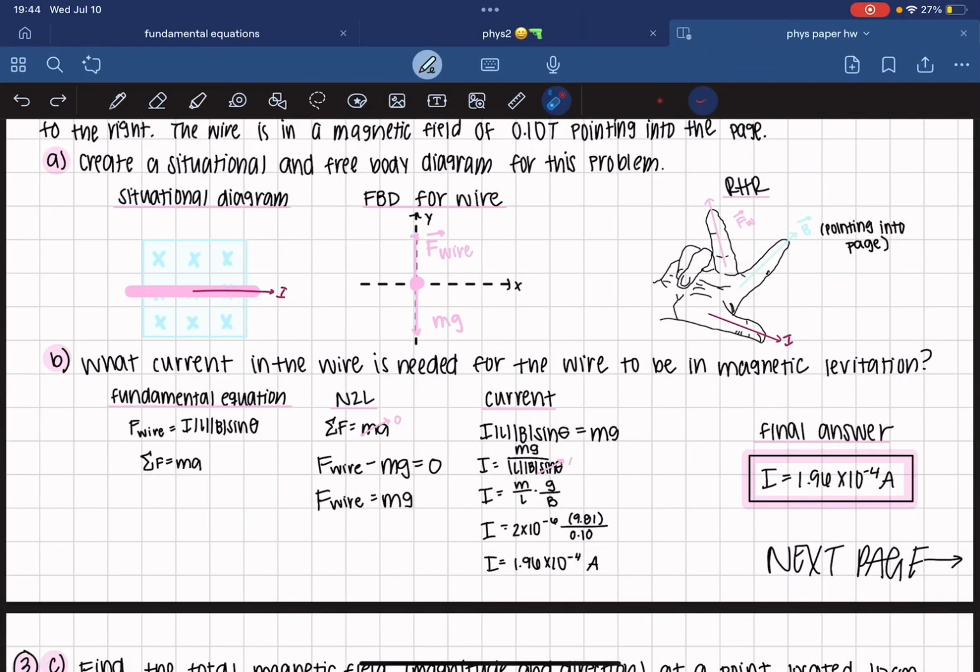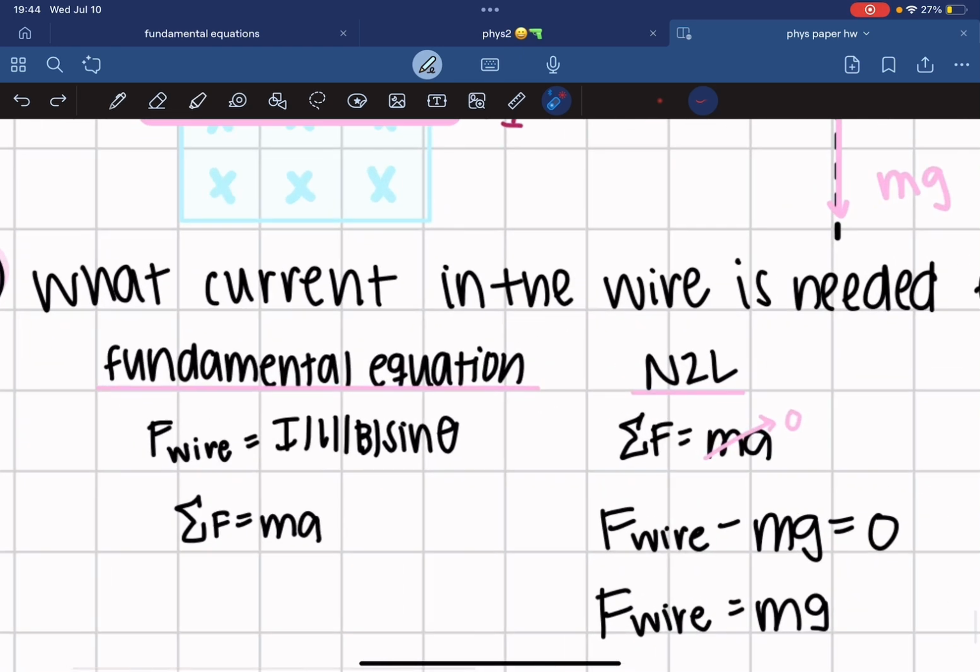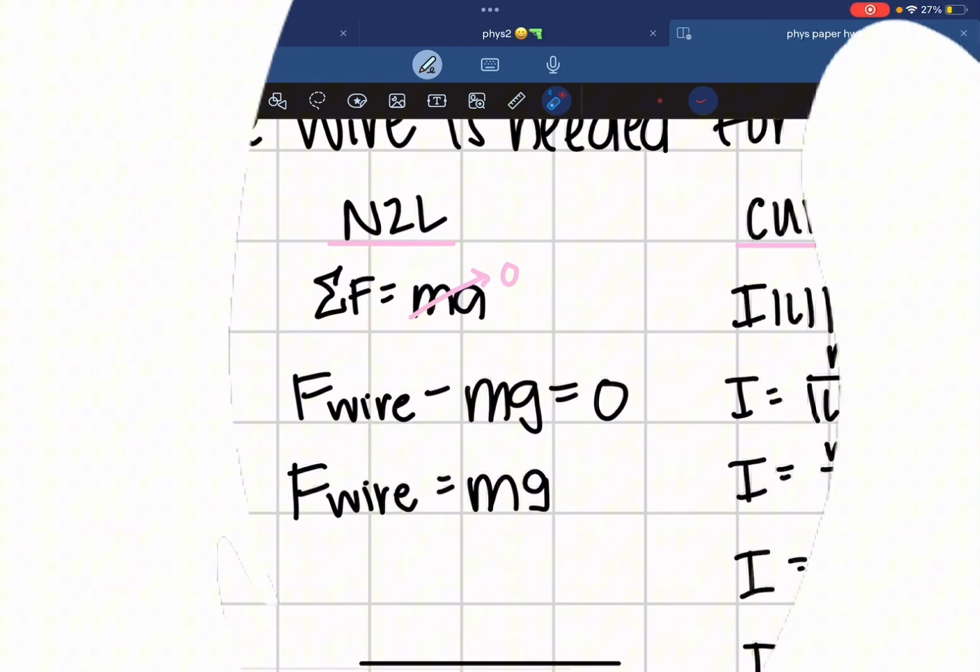Part B reads, what current in the wire is needed for the wire to be in magnetic levitation? Our fundamental equations are force on wire is equal to current times length times magnetic field times sine of theta. And our second is Newton's second law, the sum of forces is equal to mass times acceleration.